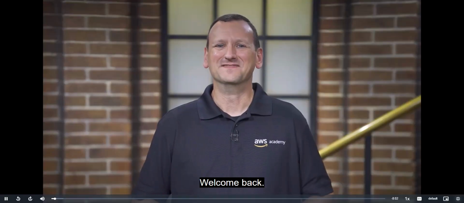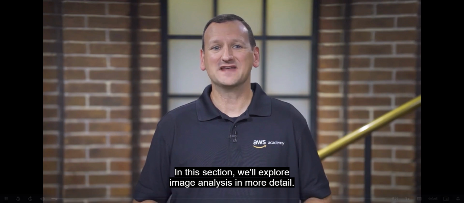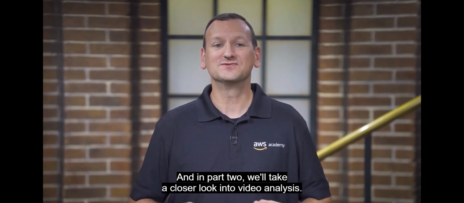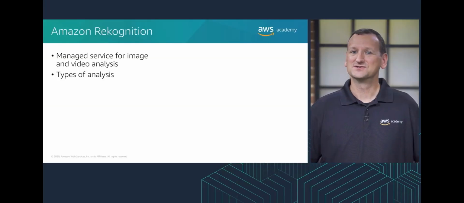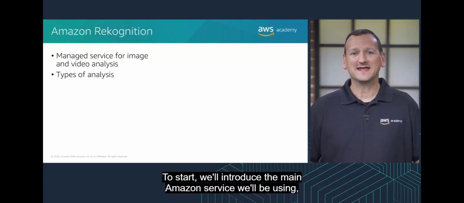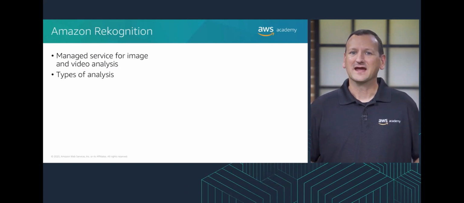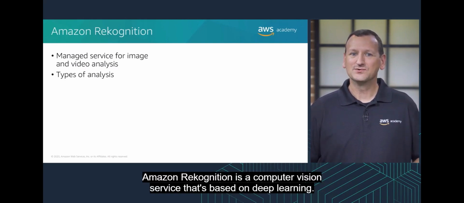Welcome back. In this section, we'll explore image analysis in more detail. And in part 2, we'll take a closer look into video analysis. To start, we'll introduce the main Amazon service we'll be using, Amazon Rekognition. Amazon Rekognition is a computer vision service that's based on deep learning.